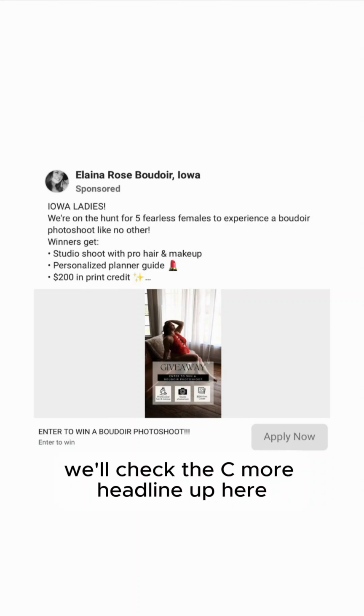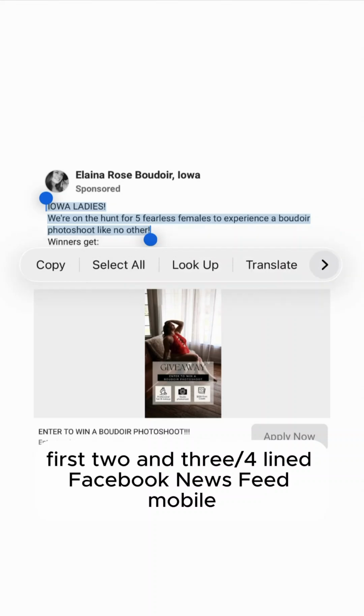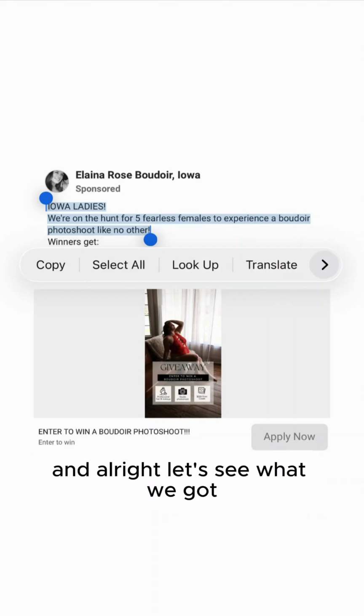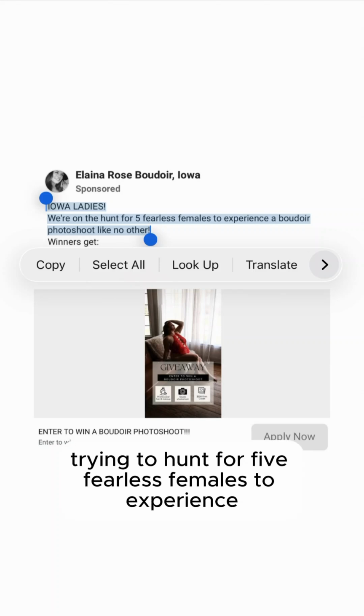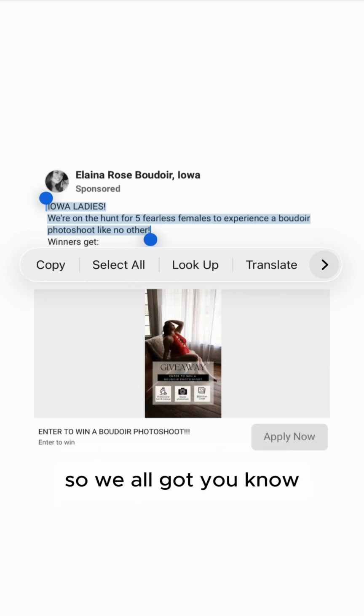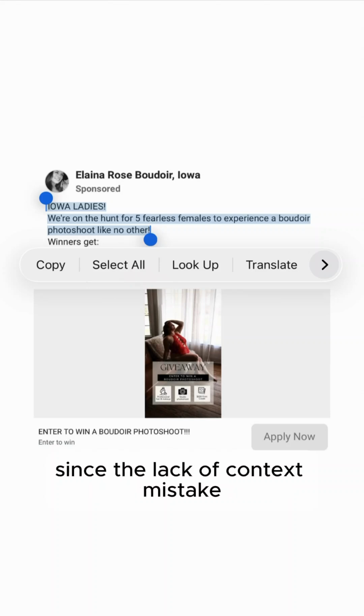All right, finally, we'll check the see more headline up here, first 2 3/4 lines, Facebook newsfeed mobile. All right, let's see what we've got. All right, related to on the hunt for 5 fearless females experiencing Boudoir photo shoot like that. All right, so we only got maybe one piece of relevant context here. So it's the lack of context mistake.